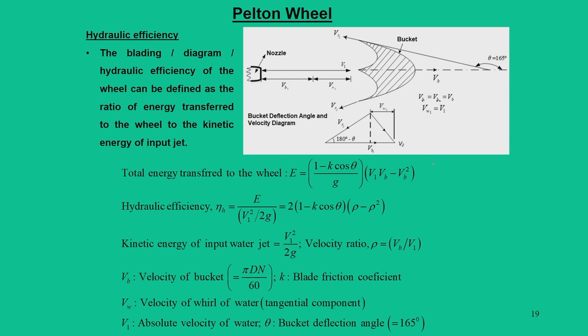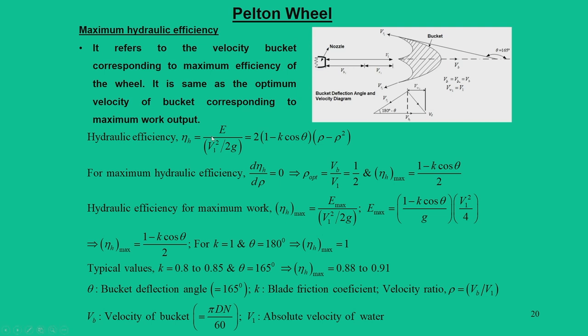Now, based on those expressions, we can first find the energy transferred to the wheel. Then, by defining hydraulic efficiency, we introduce the kinetic energy in the denominator. So, you take this ratio and define a parameter called the velocity ratio, that is Vb/V1. Hydraulic efficiency is defined, and subsequently for maximum hydraulic efficiency, one can also obtain that the optimum velocity ratio is also 1/2, which means that for either maximum efficiency or maximum work output, the ratio of the velocity of the bucket to the jet velocity is always half.